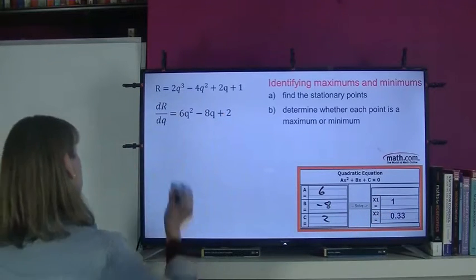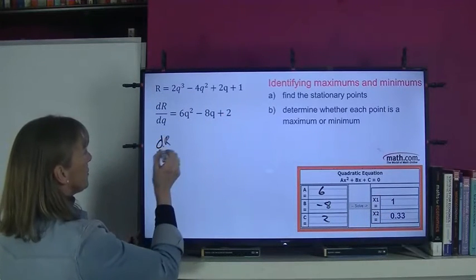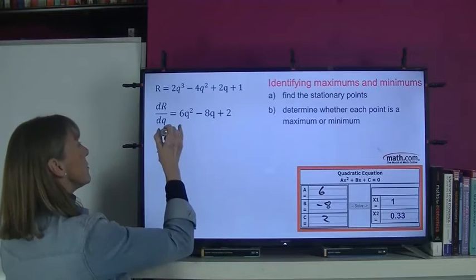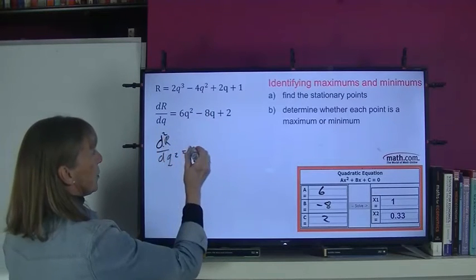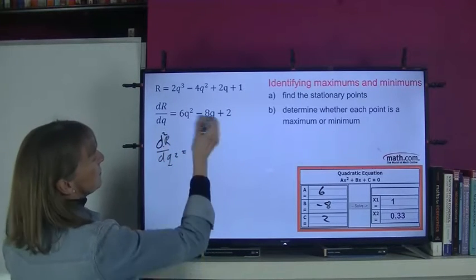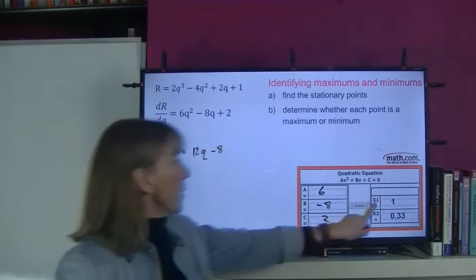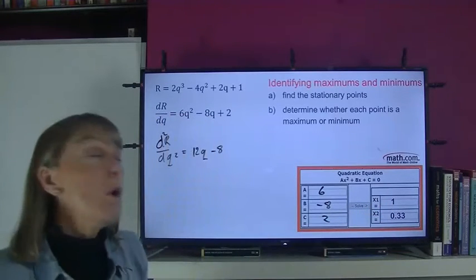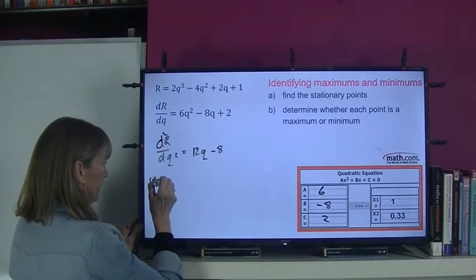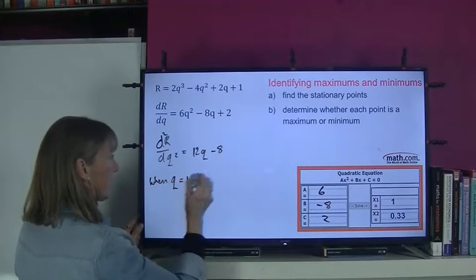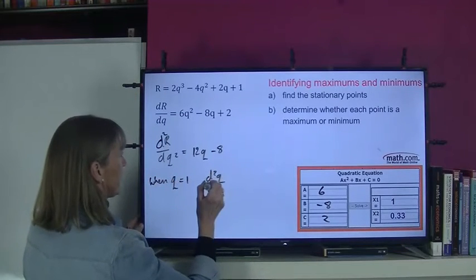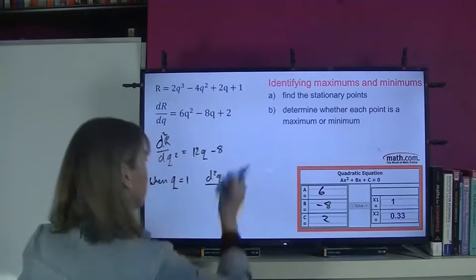Well, let's see. In order to find that out, we've got to find the second derivative. So I'm just differentiating the first derivative, and I get that. So when q is equal to 1, the second derivative, oops, that's R.